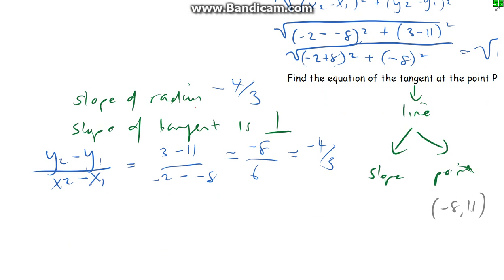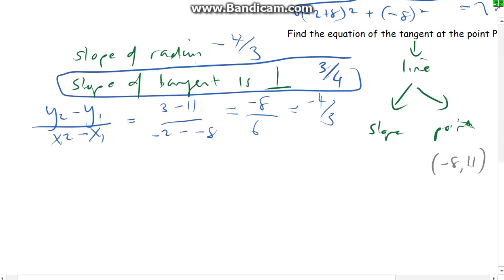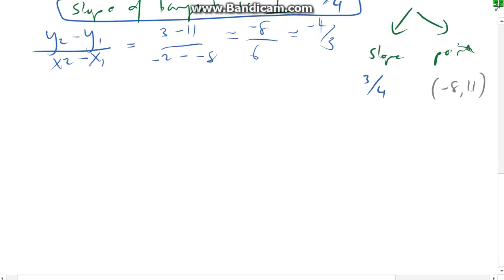Minus 4 over 3. So the slope of the tangent is then going to be, you change the sign, get rid of the minus, flip it around, 3 over 4. So that's the slope of your tangent. You know they're perpendicular because if you multiply minus 4 over 3 by 3 over 4, you get minus 1. Therefore, they're perpendicular. To find the equation of the tangent at P, we need to know the point and the slope. So we now know the slope is 3 over 4, and the point is minus 8, 11.